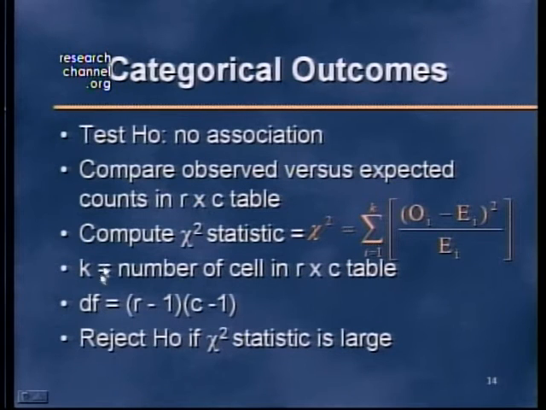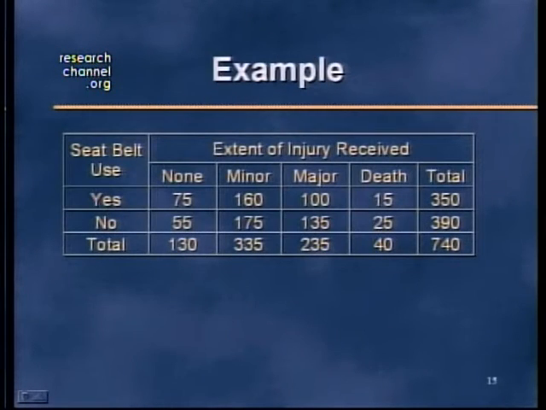So we'll define K as the number of cells in this R by C contingency table that displays our data. The degrees of freedom are always given by multiplying the number of rows minus 1 times the number of columns minus 1. And just as we saw with 2 by 2 tables, we'll reject the null hypothesis of no association between the outcome and group if the value of the chi-squared statistic is large. So let's look at this in terms of a simple example.